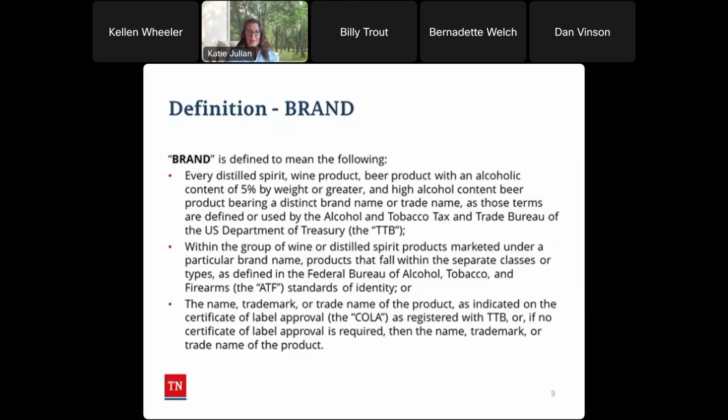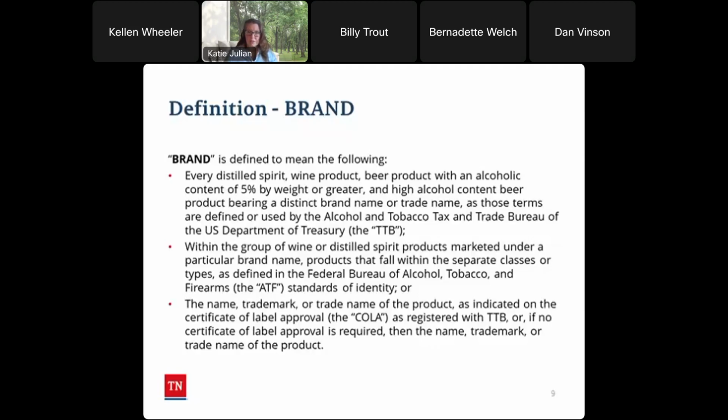One other definition we're going to talk about here is brands, because we're going into brand registration in a minute. Regarding the definition of brand, Tennessee goes by the terms defined by the Alcohol and Tobacco Tax and Trade Bureau of the U.S. Department of Treasury, also referred to as TTB, for products bearing a distinct trade name.